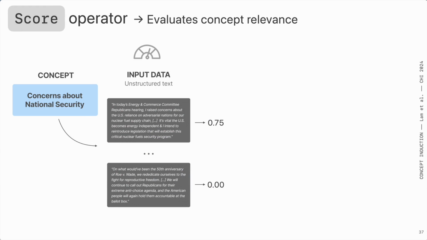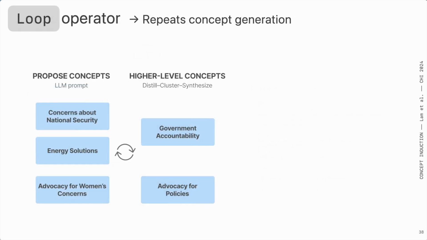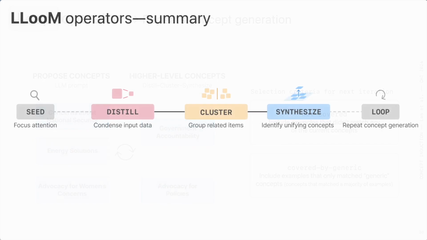Then the score operator allows us to find concept matches in the input data. After concepts have been generated, the score operator applies the concept inclusion criteria against all documents in the dataset to estimate how well each document matches the concept, including rationale and relevant highlighted quotes. This operator bolsters reliability and gives us a sense of concept prevalence. Then the loop operator can be used to execute multiple iterations of the algorithm. This operator carries out logic to revise the inputs to the next iteration of the pipeline, based on how well current concepts cover the documents. Those that don't match any concepts or that only match common generic concepts will be run through concept induction again.